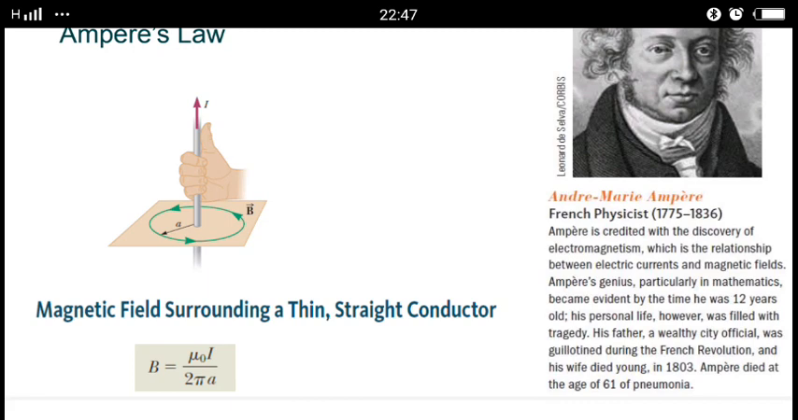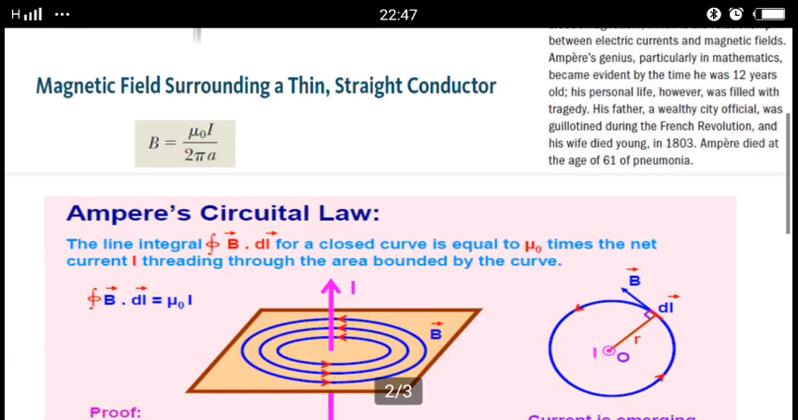However, the law was actually advanced by the English physicist James Clerk Maxwell and stated in the form that the line integral, that is B dot dl, around any closed path is equal to mu naught times the net current I passing through the surface bounded by the closed path. So here mu naught is the permeability of the medium and I is the net current flowing through the closed path.